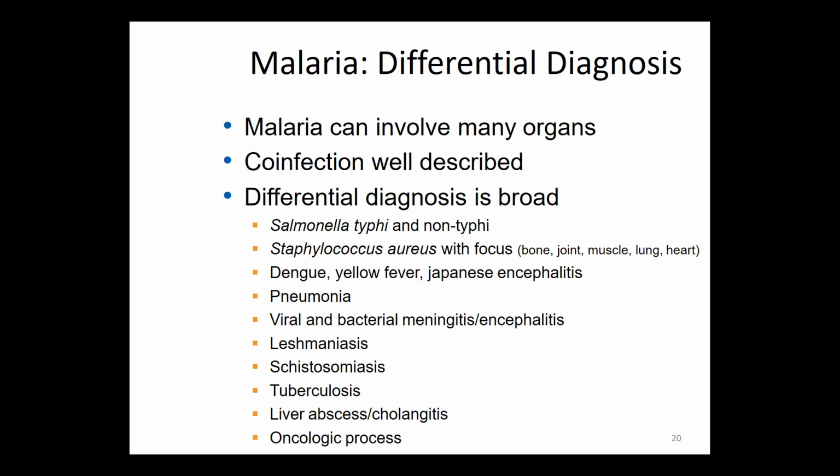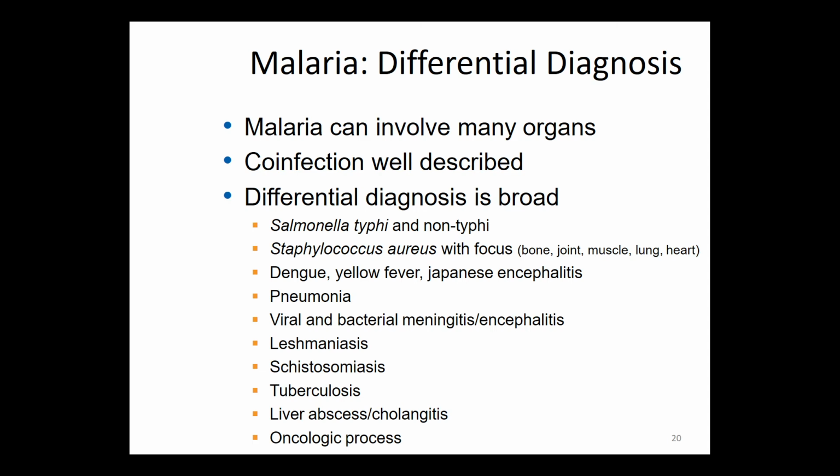Differential diagnosis. Malaria can involve many organs, so it's not that easy. And there is co-infection, which we will describe. Malaria may occur together with some other disease, so besides anti-malarial drugs you should maybe prescribe something else. So, differential diagnosis with Salmonella typhi and non-typhi. Yes, high temperature, some vomiting, maybe, why not? Staphylococcus aureus with bone, joint, muscle, and heart involvement. Dengue, yellow fever, Japanese encephalitis, pneumonia, again high fever.